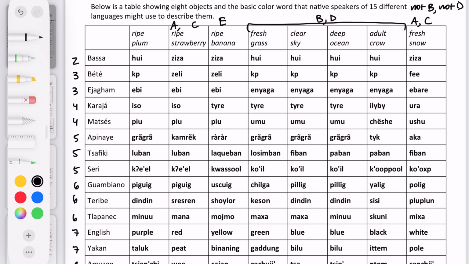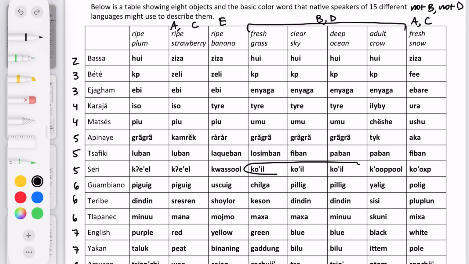If we know that B and D have to be 2 out of these 4 columns, then we can see if there's any that are going to be different every single time. So I'm seeing here that we have a repeated word 3 times, which means that B or D is going to have to be one of these over here, because they can't both be in this section of 3 columns. Otherwise, they would not be distinguished in the Seri language.